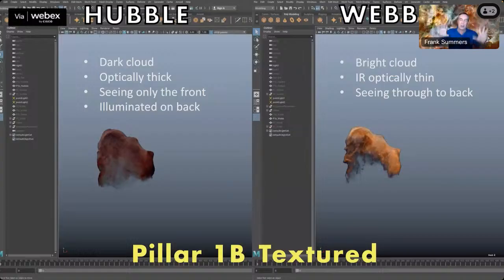All right, so here's what's happening. It's really cool. All right, the light is hitting the backside of it and then warming up the dust so that it radiates in infrared. Now, whereas the pillar is optically thick in visible light, it's optically thin in infrared light. So the light is actually traversing through the pillar and being able to be seen in the front. So with Hubble, we're seeing the front of the pillar. With Webb, we're seeing the back of the pillar, and we can use that to sculpt pillar 1B.